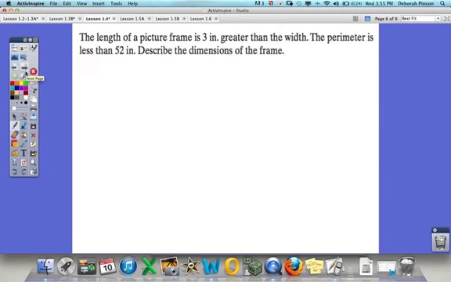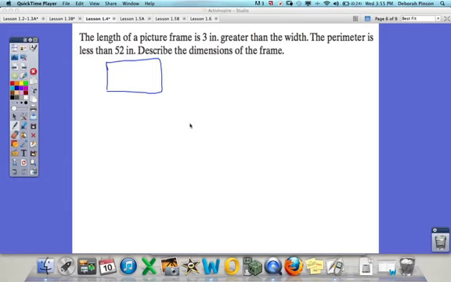Okay, one more of these. Let me go ahead and put a little rectangle here to represent our picture. Okay, so here's our question. The length of a picture frame is 3 inches greater than the width. The perimeter is less than 52 inches. Describe the dimension of the frame.